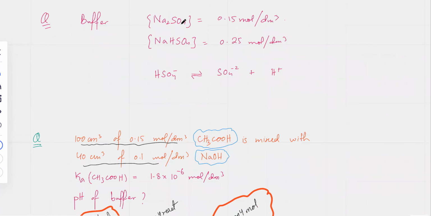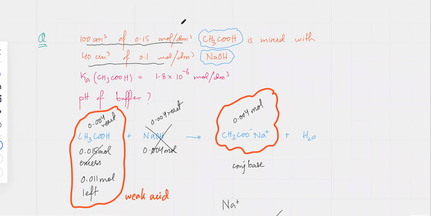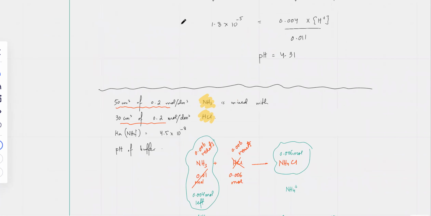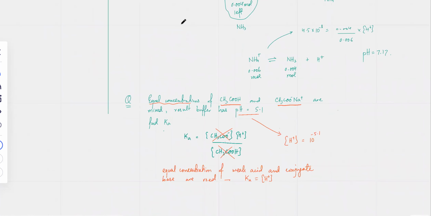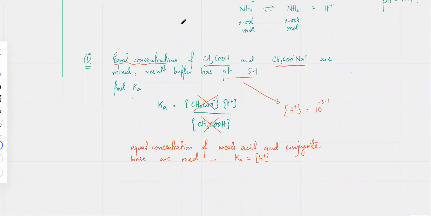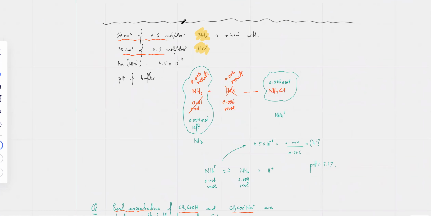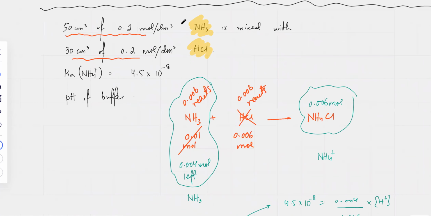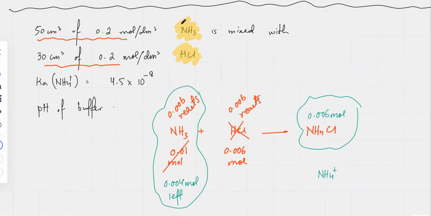Now we did different types of questions and we started doing questions which had moles in them. For example, we did this question over here where the buffer was not made directly. It actually was the result of a reaction. So this was a slightly more complicated question where they had NH3 which was mixed with HCl. So NH3, when it's mixed with HCl, produces NH4Cl.